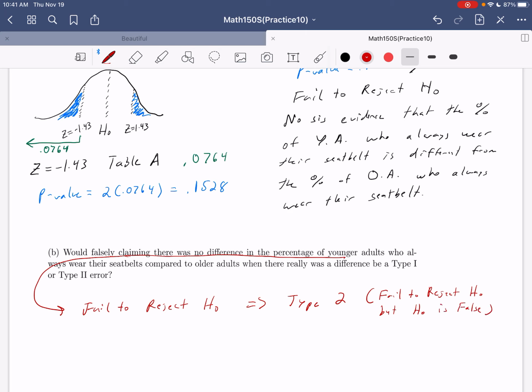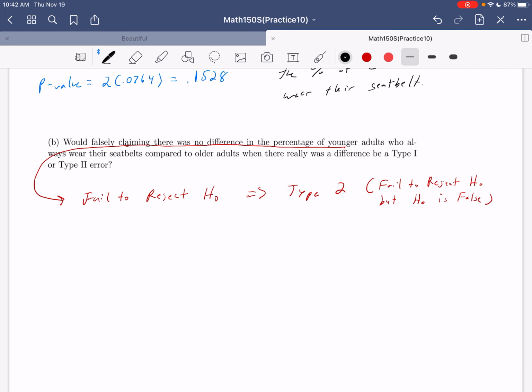This is sometimes what we call a missed effect, right? Sometimes you might hear it as a false negative. What this is basically saying is that you think nothing has happened, but something really did happen. So in this case, we think that there was no difference between younger and older adults when there really was a difference. So this would be a type 2 error here.